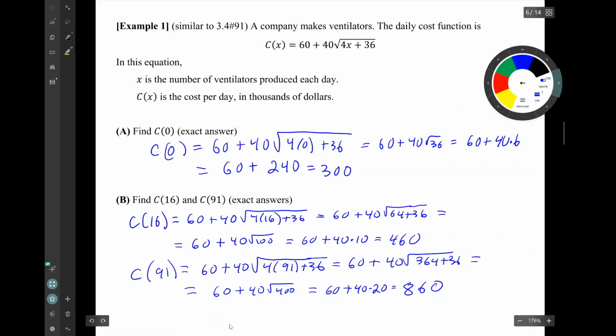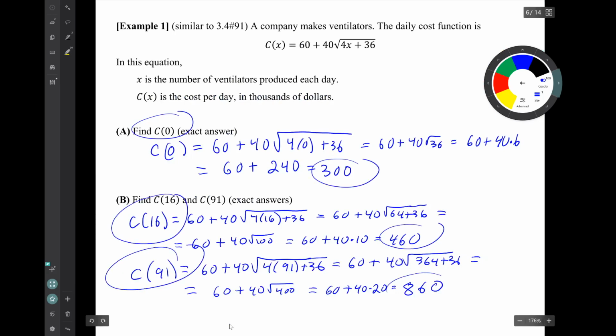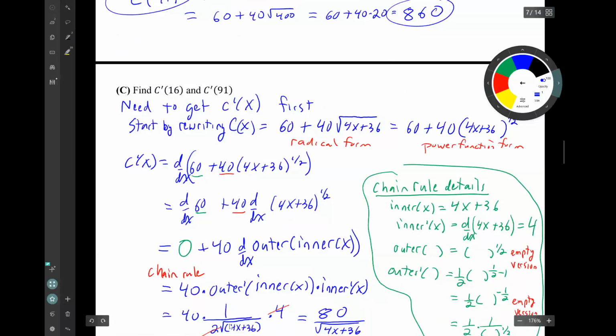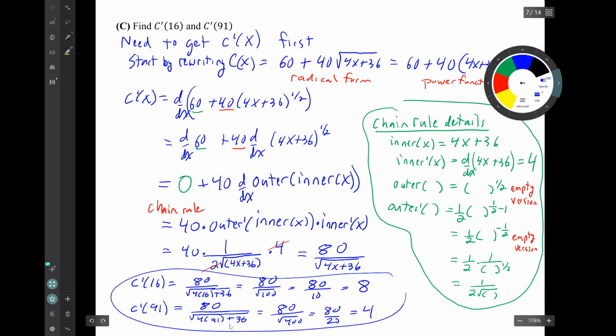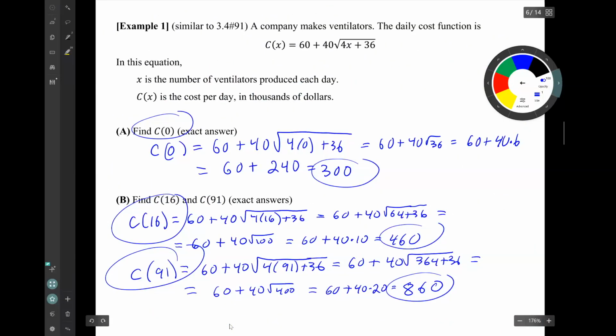Well, question A was this. Question B was this pair of values. And question C, these results. What do those things mean? Well, let's go back up and remember what our function means. C of x is the cost per day in thousands of dollars for making this many ventilators.